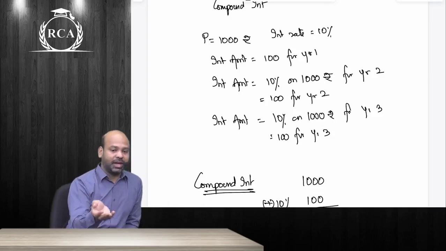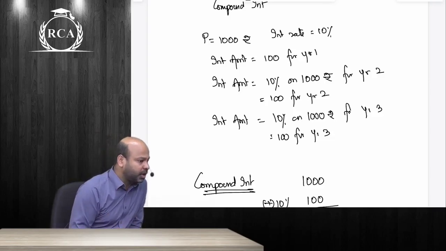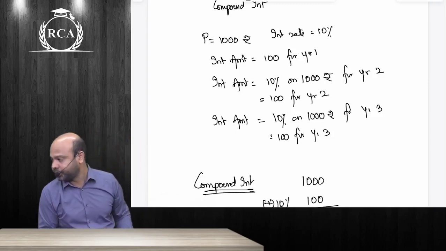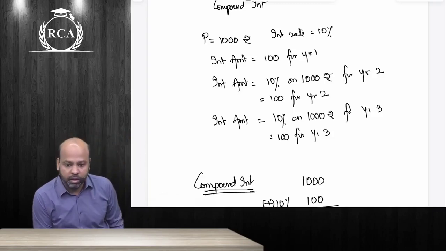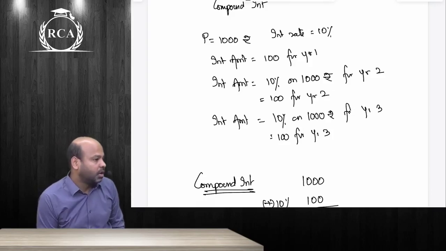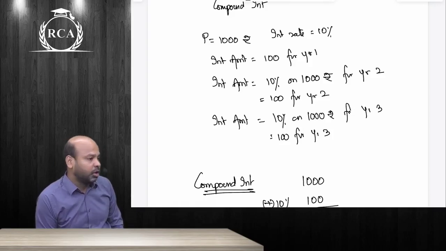At the end of the second year again, beta, is she giving me 100 rupees? Yes or no? What is the balance lying with her? 1000. For the third year, she is not supposed to give me interest as such, beta, on 1100. She will give me interest only on 1000 rupees.